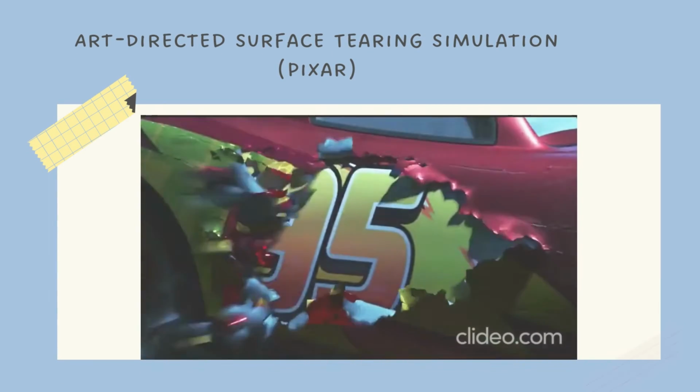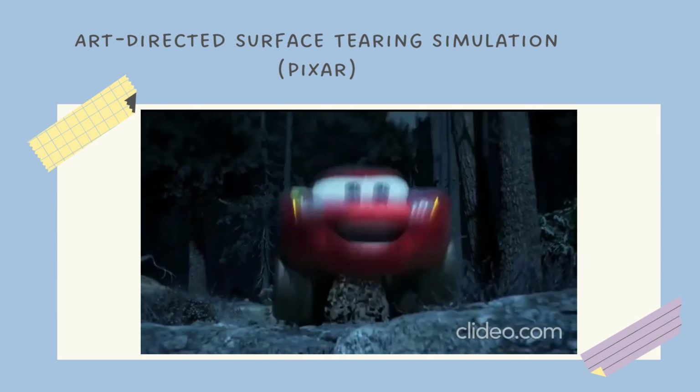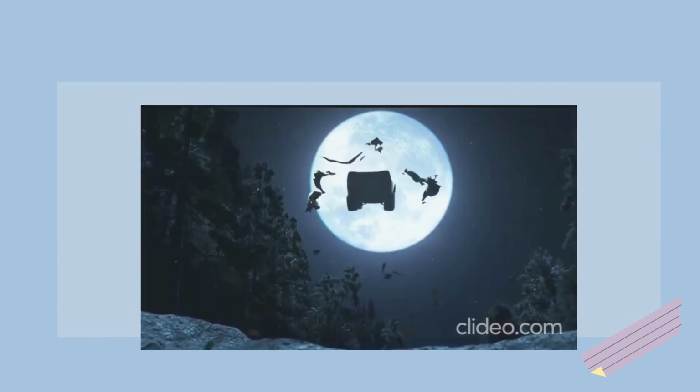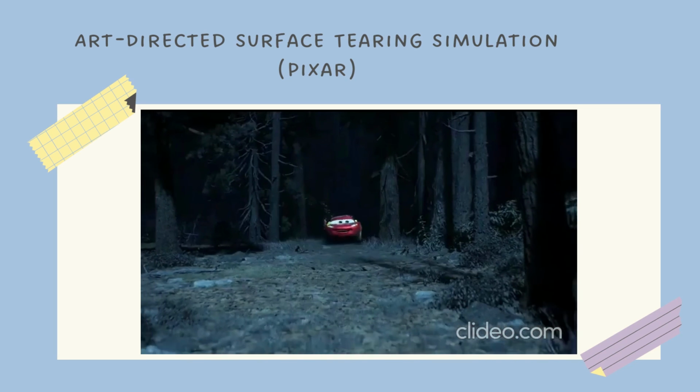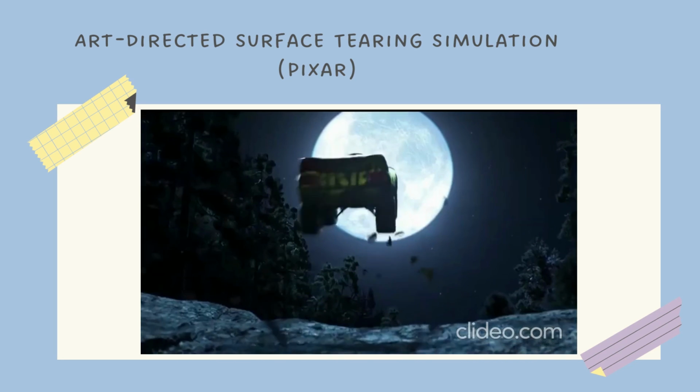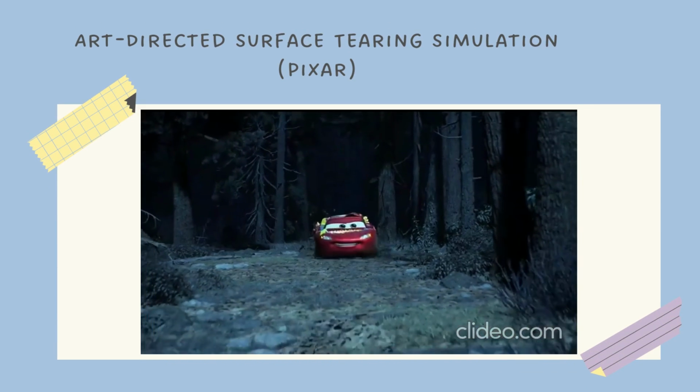So this is the result in Pixar's Cars 3, which includes a dramatic surface tearing effect on Lightning McQueen's new bodysuit. The controlling and stylizing of physically based simulation is one of the hardest topics in CGI productions, but they managed to do it by using the art-directed surface tearing simulation.